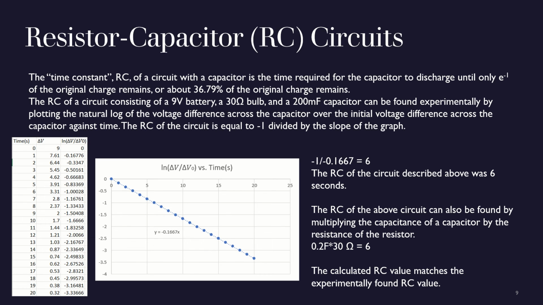The RC of a circuit consisting of a 9-volt battery, a 30-ohm bulb, and a 200 millifarad capacitor can be found experimentally by plotting the natural log of the voltage difference across the capacitor over the initial voltage difference across the capacitor against time. The RC of the circuit is equal to -1 divided by the slope of the graph. The RC of the circuit described above was 6 seconds.